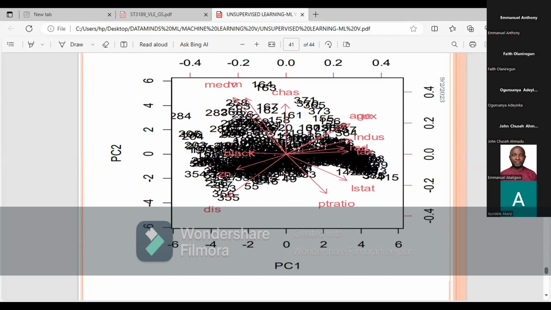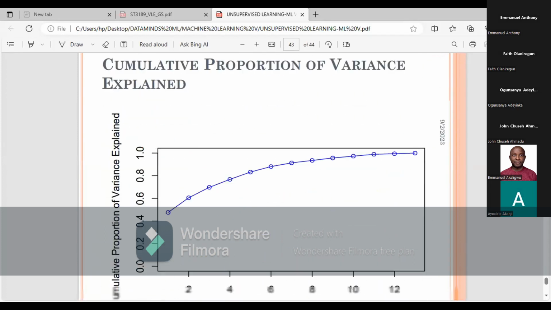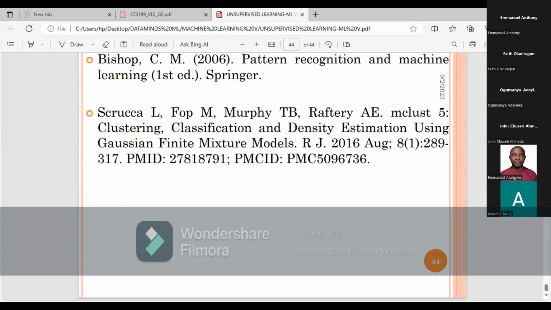So we move to the scree plots. The scree plot tells us that the first 2 components are sufficient to describe what happens there. Other components are good, but the emphasis will be based on the first 2 components. Now look at the cumulative proportion of variance explained. Now I'll stop sharing this so that I can move to the lab session. This is just the preliminary session.